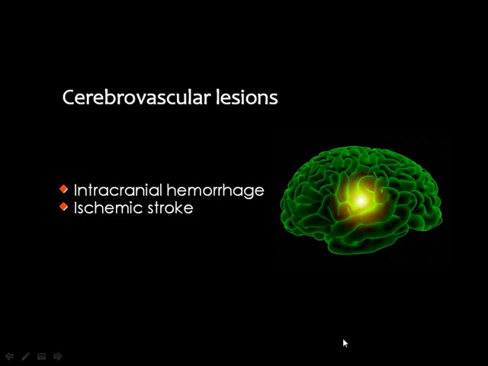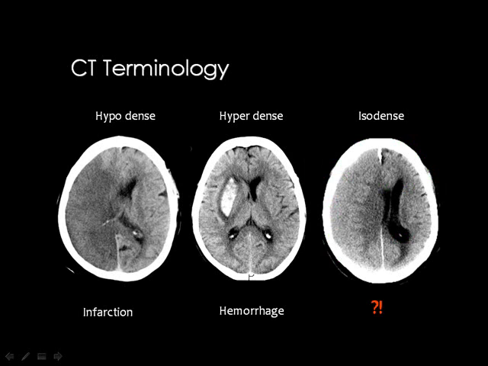Then we came to the assessment of the cerebrovascular lesions, and we'll concentrate only on the intracranial hemorrhage and the ischemic strokes. Before we start this, we should concentrate on some of the terms used in the reports of radiology. And these terms, you can read this frequently: hypodense lesion, hyperdense lesion, and isodense lesion.